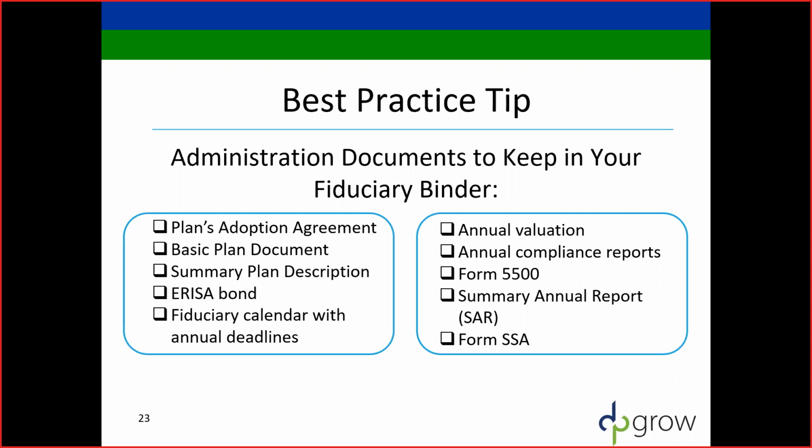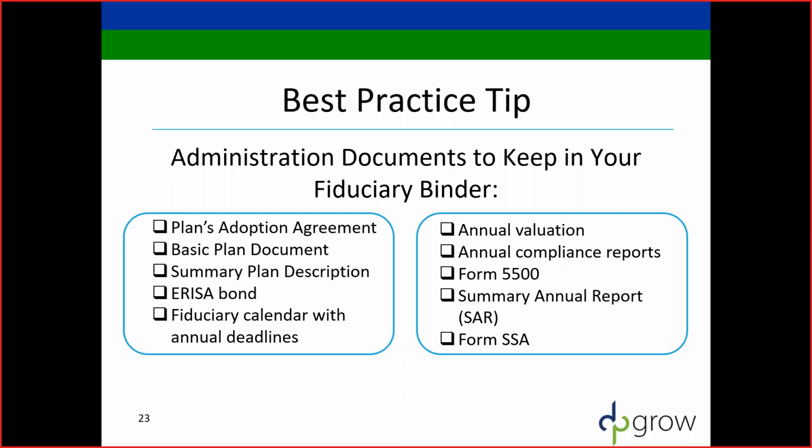I like and always recommend folks have a fiduciary calendar with annual deadlines. Deadlines for when we've got to get that 5500 out. When do we have to mail those notices out? Those types of things. Annual valuation, your annual compliance reports, of course, your Form 5500, and your annual reports.